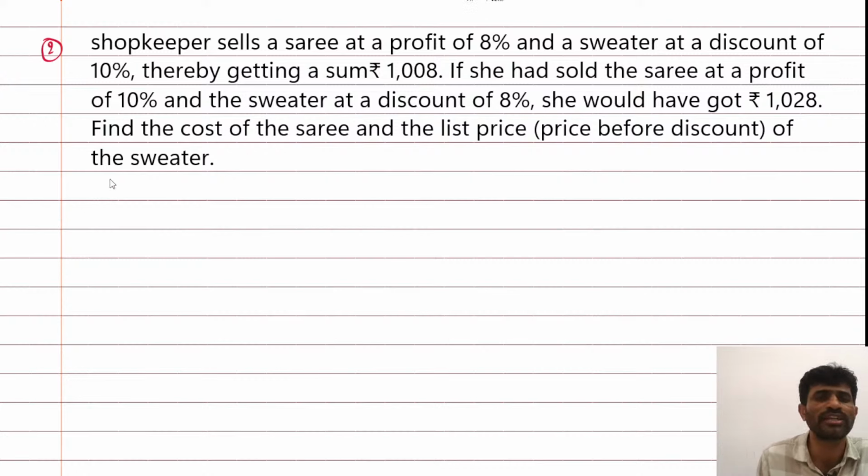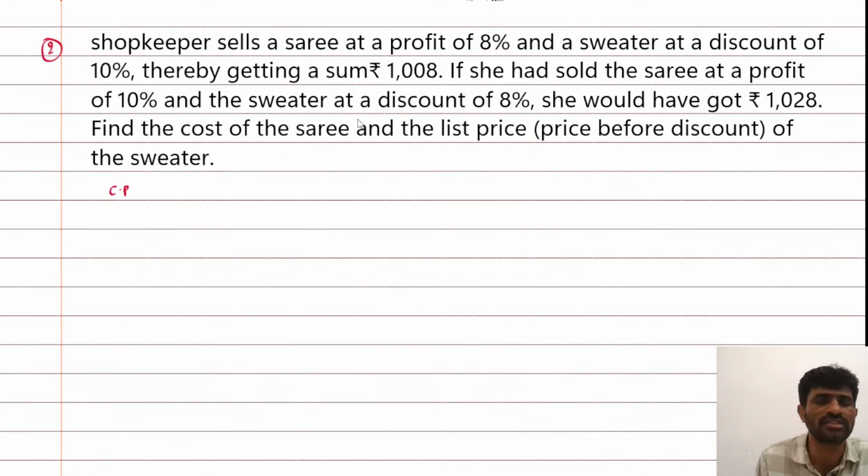Here there will be two kinds of prices. One is cost price and the other is market price. So here the shopkeeper sells a saree at a profit of 8% and a sweater at a discount of 10%, thereby getting a sum of 1000. In total he is getting that much amount.